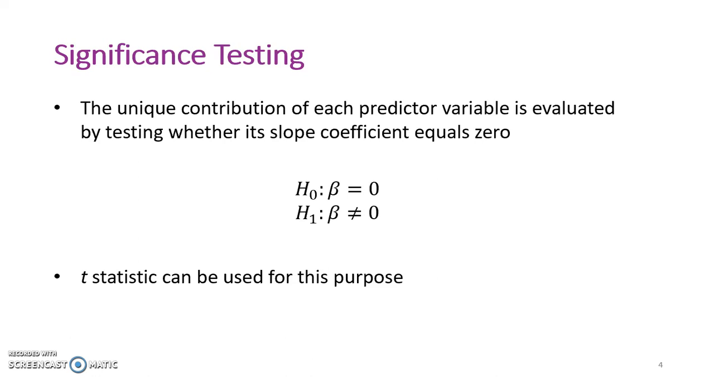So to conduct significance testing for each specific component, for each predictor, we want to know the unique contribution of each predictor. And so we test with the hypotheses whether the slope coefficients are equal to 0. So whether beta in the population is equal to 0, which would be the null hypothesis, or whether beta in the population is not equal to 0, which would be the alternative hypothesis. For the purposes of the specific predictor variables' influence, we'll use the t-statistic for significance testing.